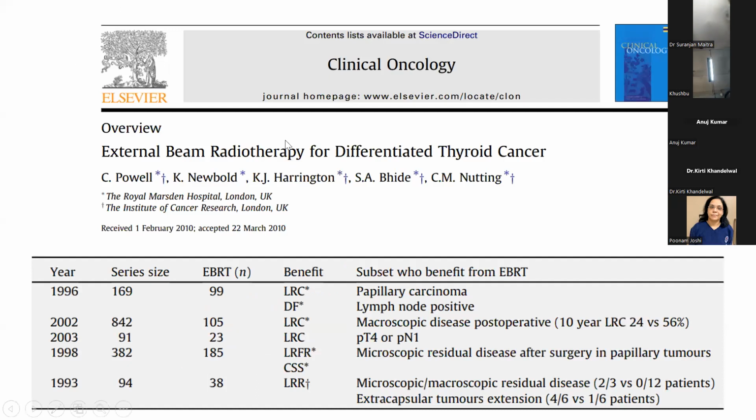Coming to external beam radiotherapy, this is a review article that was published from the Royal Marsden.